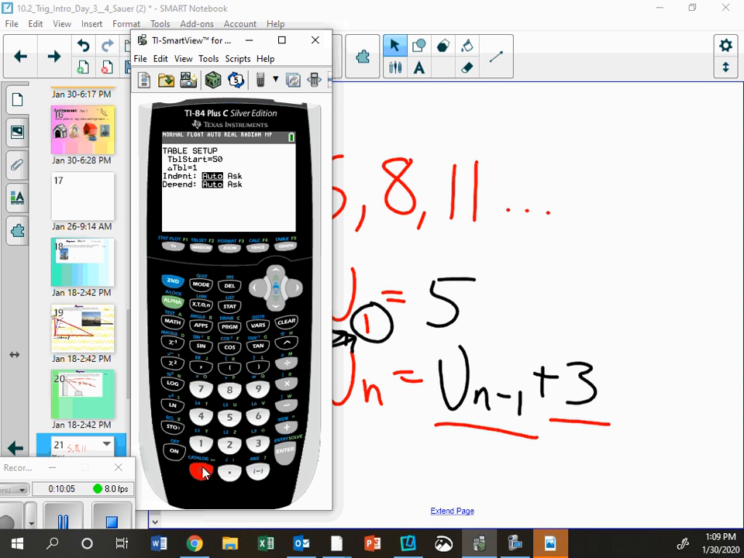Now, go back to table. Second graph, it's above graph is table. And it may take a while. You know why? Because in a recursive sequence, you have to figure out each term by looking at the term behind you. So it has to do all 50 calculations before it finally is done.